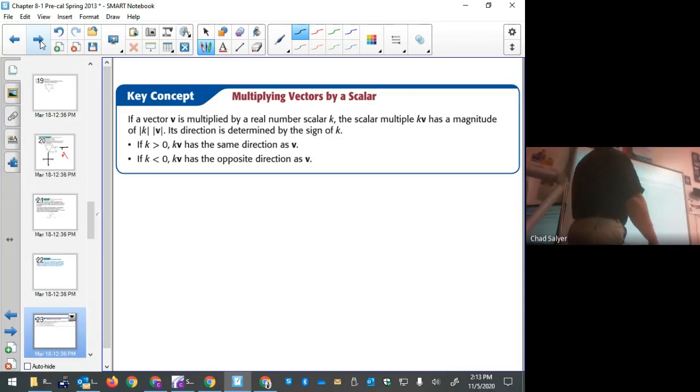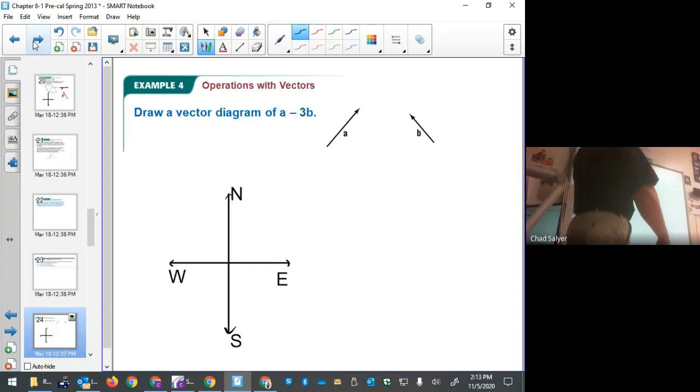So multiplying vectors by a scalar, it's very intuitive. It works exactly the way you'd expect it to work. So let's look at an example. This is vector A, this is vector B. We're given their geometric entities. Notice there's no numbers here. This is just the geometric entity of A and B, and we want to draw a diagram of A minus 3B. So B is going to be scaled by -3.